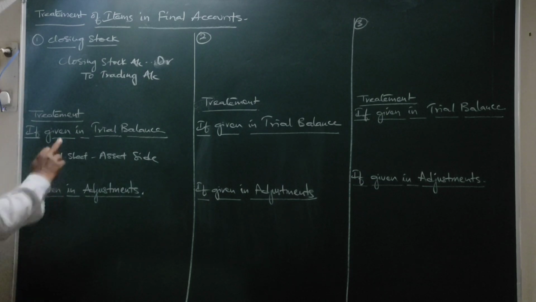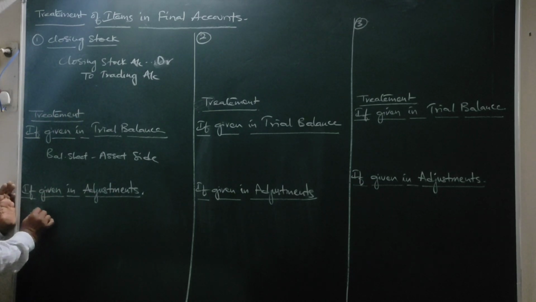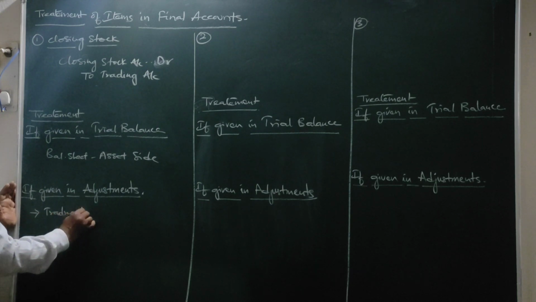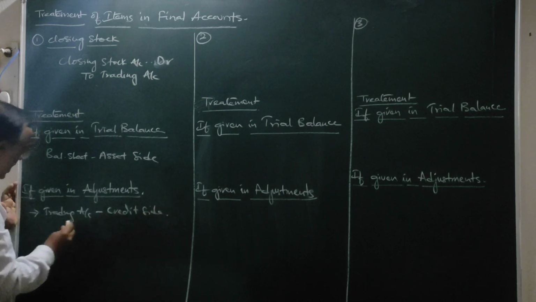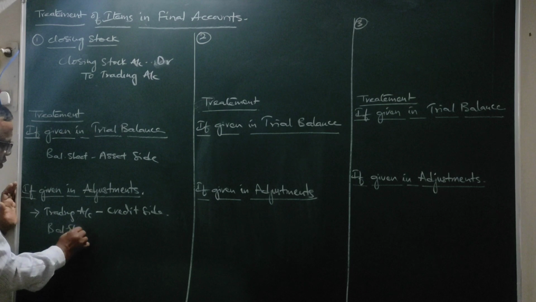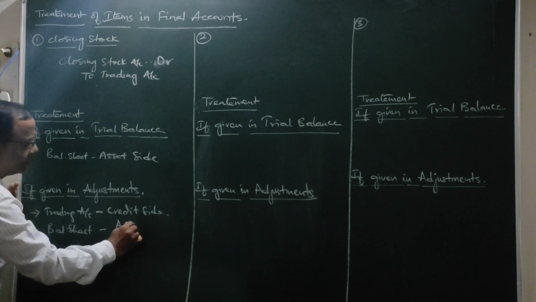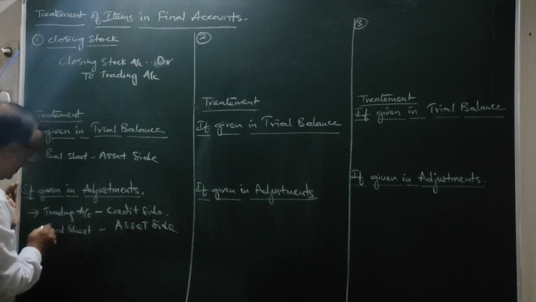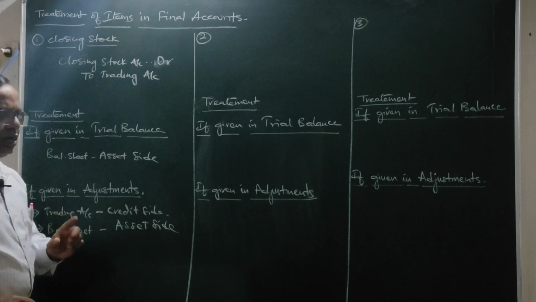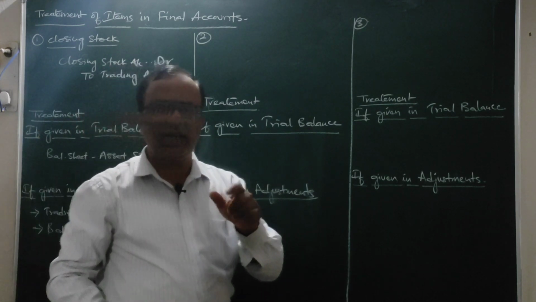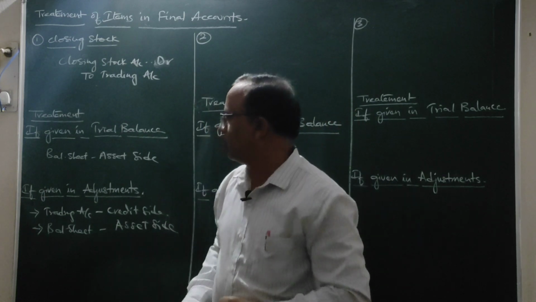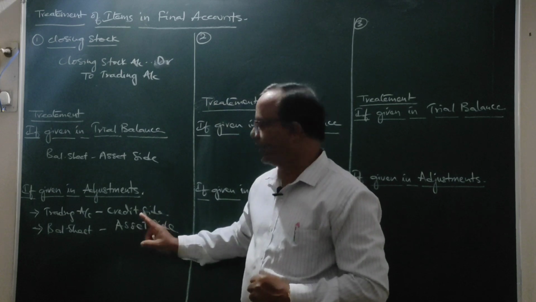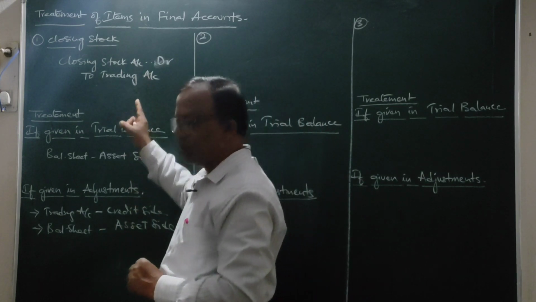Now when it is given in the adjustments, the twofold effect is: one, you credit the trading account, so we post it on the credit side of the trading account. Then again, in the balance sheet, we post it on the asset side. So it should be very clear: closing stock given in the trial balance has only one effect, the balance sheet asset side. Closing stock given in the adjustments has a twofold effect: the credit side of the trading account, and the balance sheet asset side. So this is about closing stock.